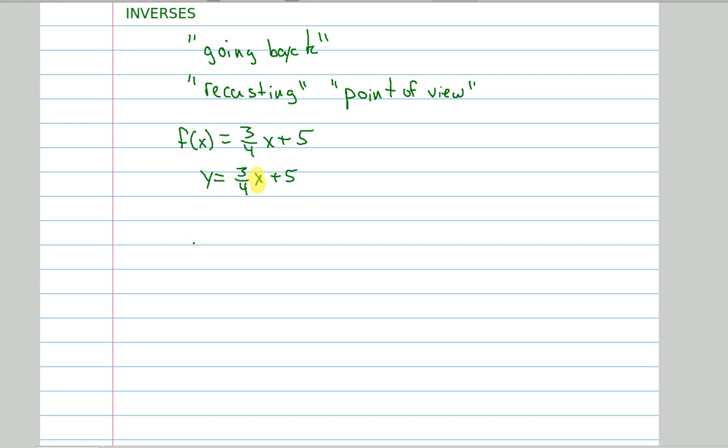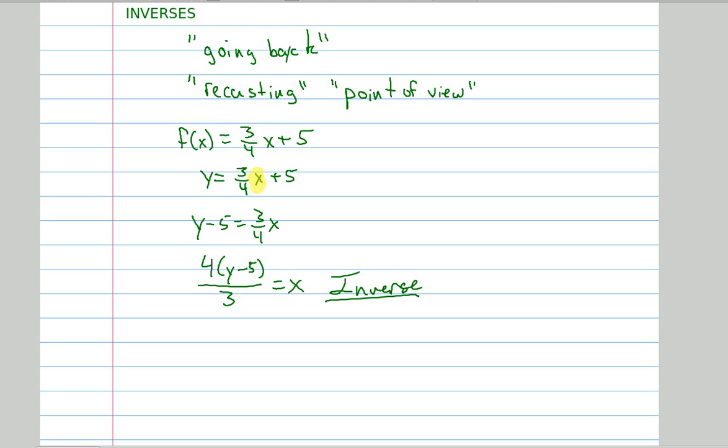The way I would look at that is, let's just solve it for x. To solve this for x, I would subtract 5 from both sides, then multiply both sides by 4/3, and I would end up with 4 times y minus 5, over 3, is equal to x. And so now I have the point of view of the equation from x, and we would think of this as the inverse of this function f of x.